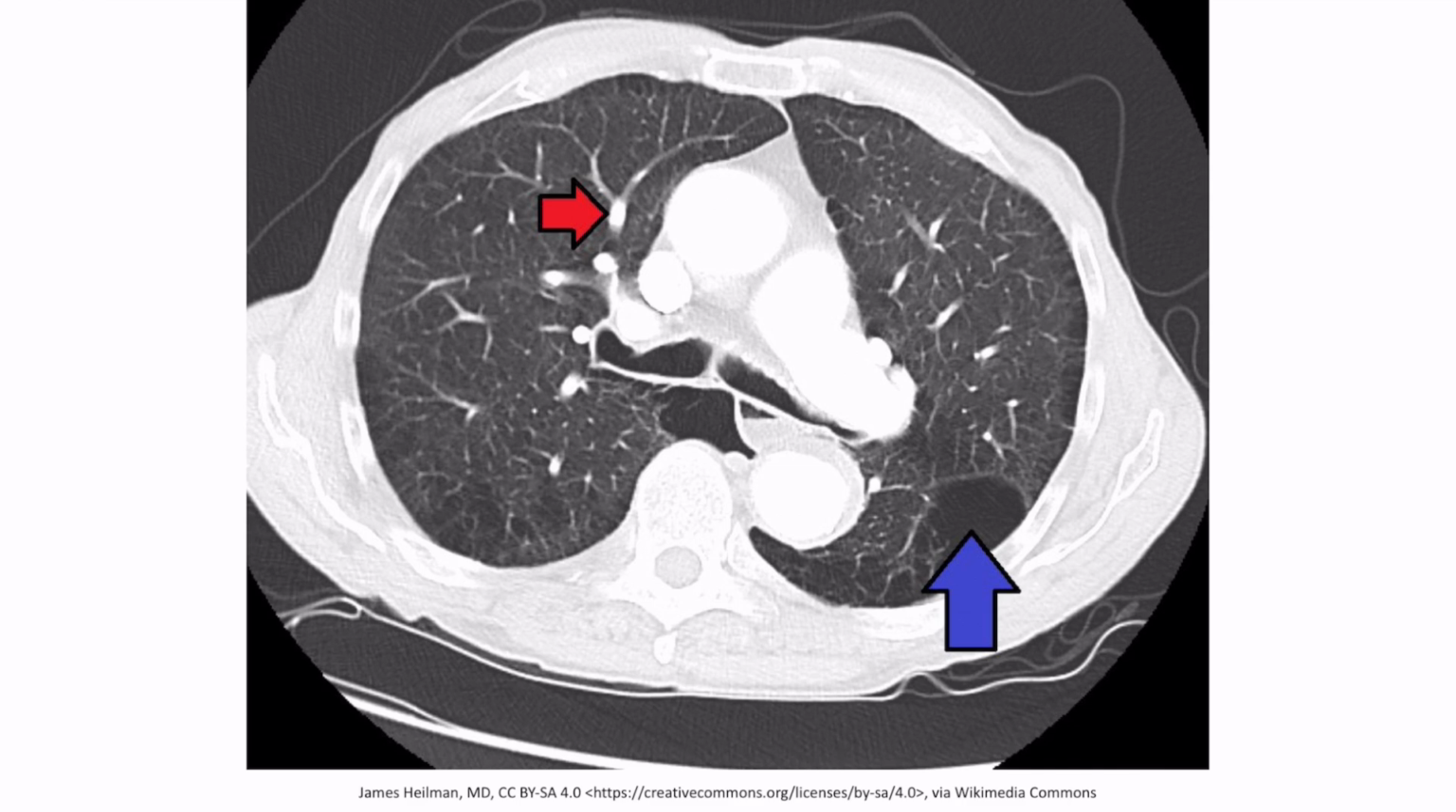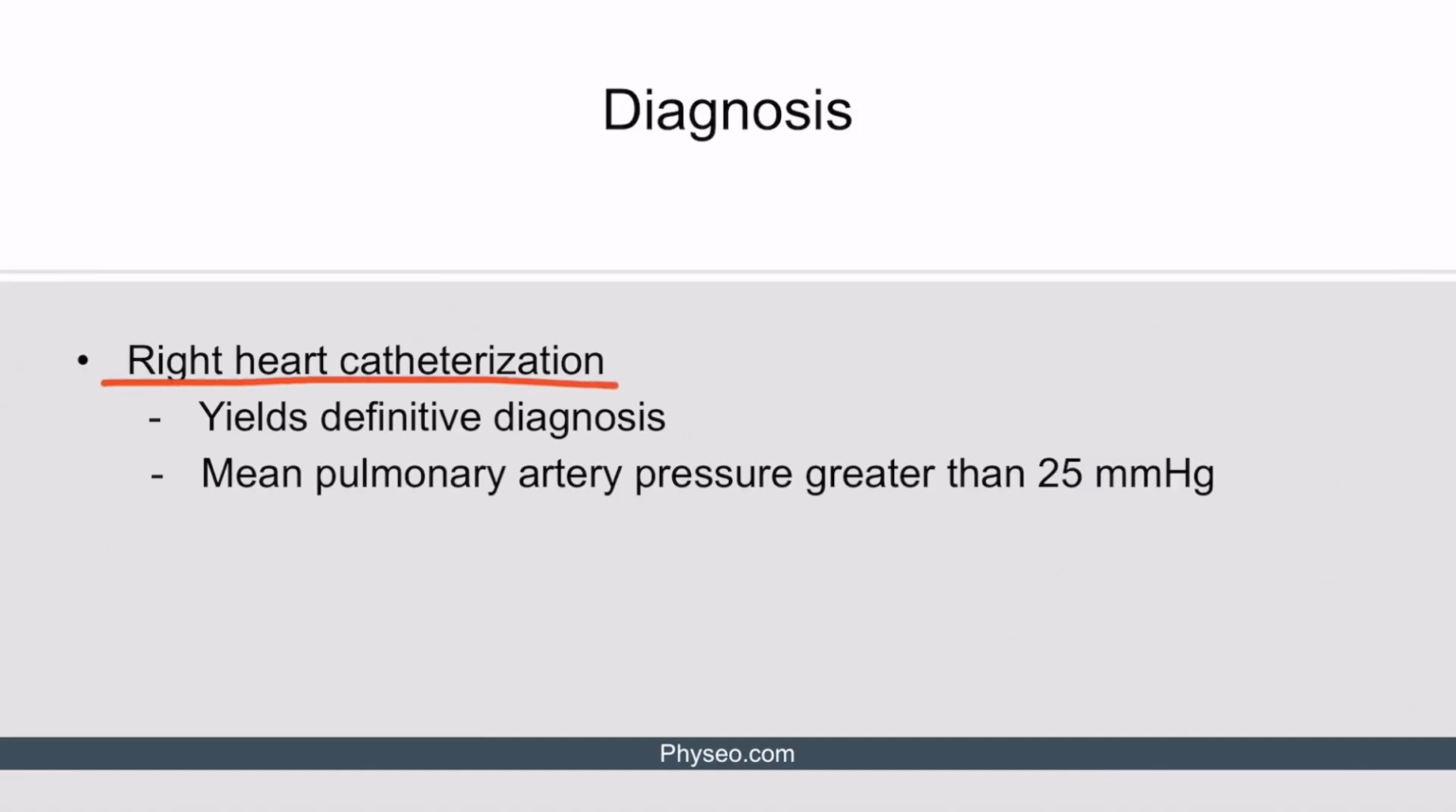Recall that obstructive lung diseases such as emphysema can be associated with pulmonary hypertension. Finally, right heart catheterization can be performed for the definitive diagnosis of pulmonary hypertension. However, it is not routinely done because it is an invasive procedure. Right heart catheterization will show a mean pulmonary artery pressure greater than 25.